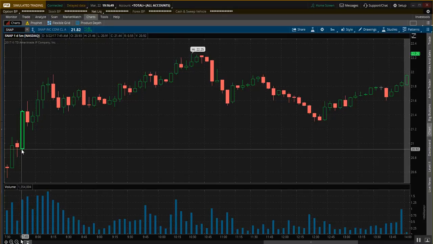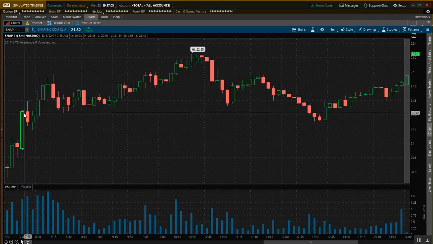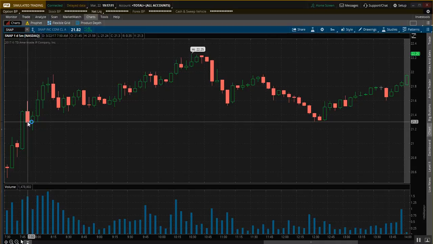In a 5-minute period, it moved quite a bit. It moved from $20.92 to 21.45 in a matter of 5 minutes. And because this is the open and this is the close, this is green because it signifies that this is an uptrend. Now a red candle is the opposite.